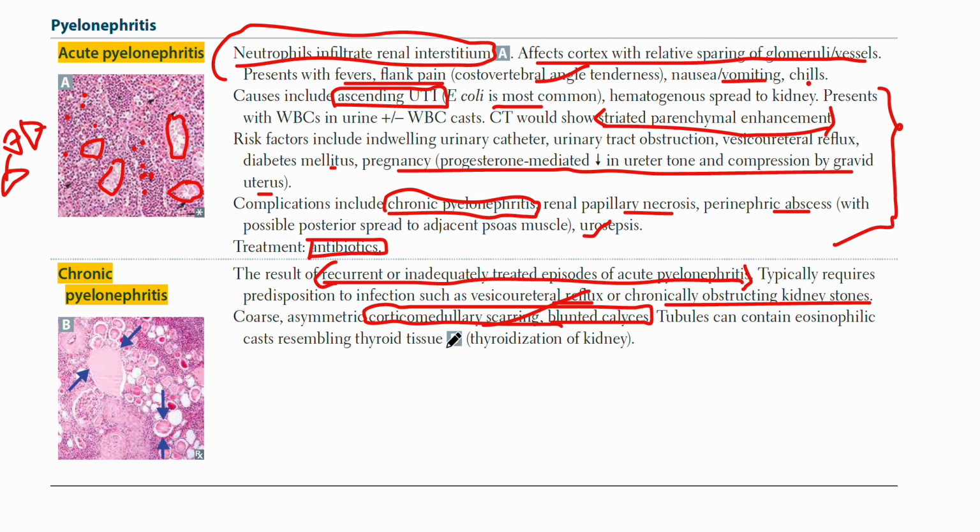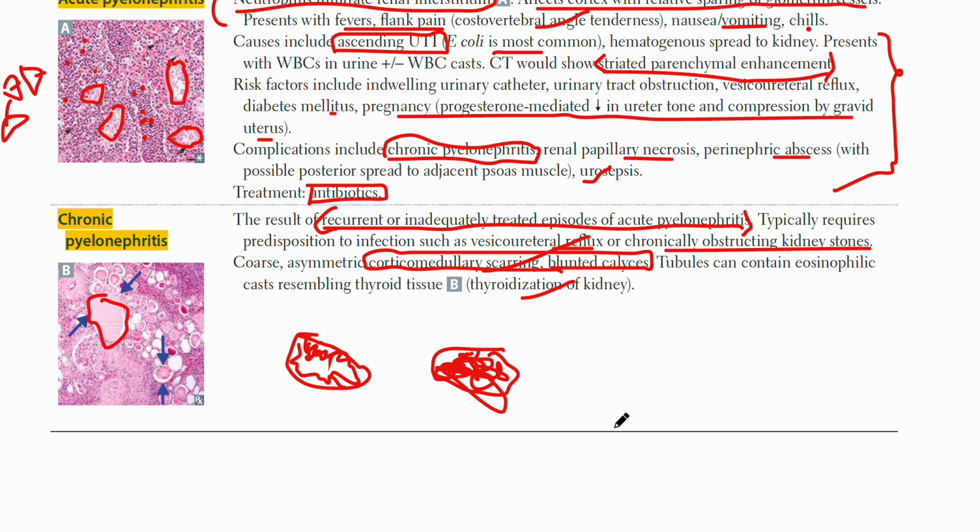The tubules can contain eosinophilic casts resembling thyroid tissue. So thyroidization of the kidney occurs, you can see. So how does this happen? Actually this is a tubule, let's say, and here are cells, and there is a lumen in between. These cells now get destroyed and cast off debris, and the debris will fill this lumen, causing thyroidization of the kidney. So that is the specific finding in chronic pyelonephritis that you cannot at any cost forget: thyroidization of the kidney.